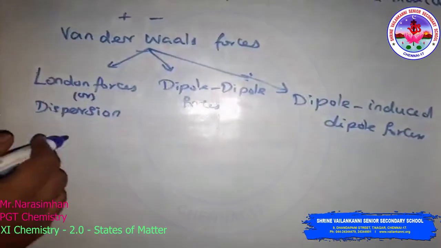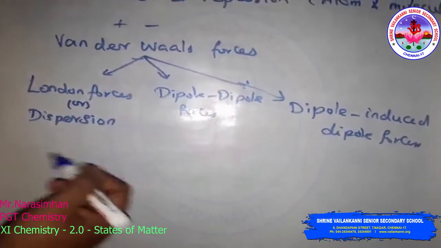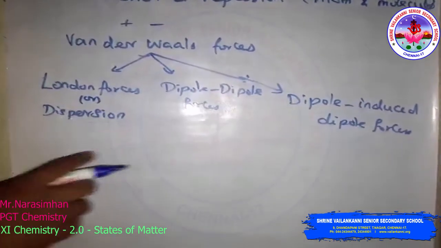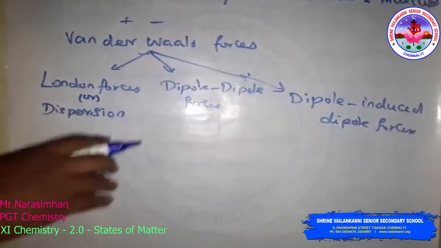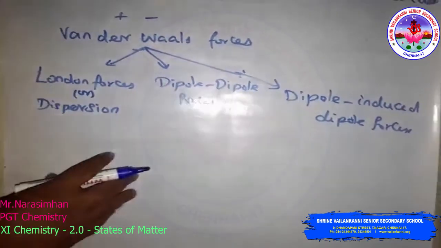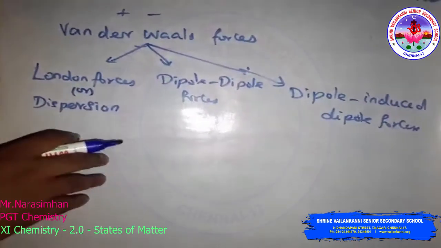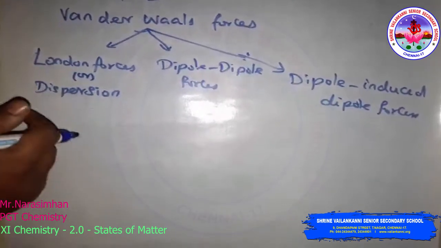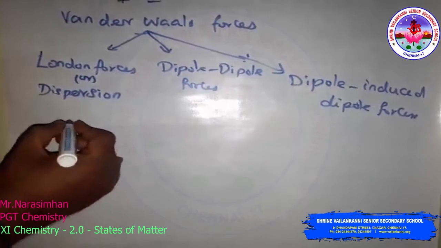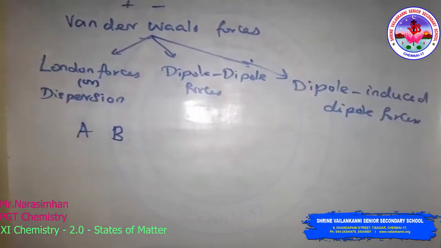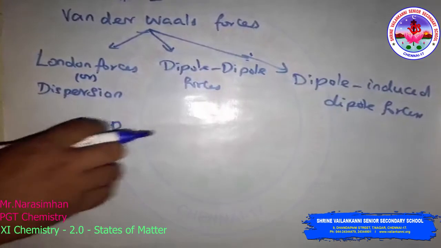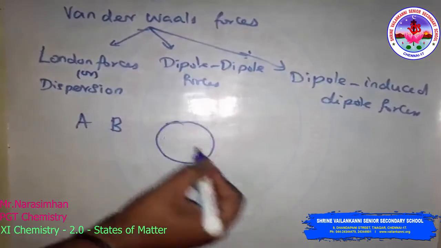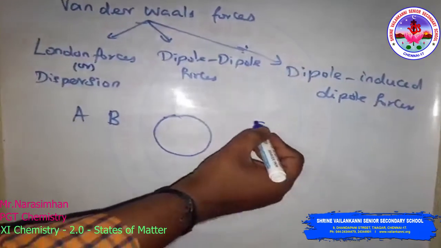Here, the London forces. Atoms and non-polar molecules are electrically symmetrical, meaning they have no dipole moment because their electronic charge cloud is symmetrically distributed. But a dipole may develop momentarily even in such atoms or molecules. Suppose we have two atoms, A and B, in close vicinity of each other. For example, atom A and atom B.